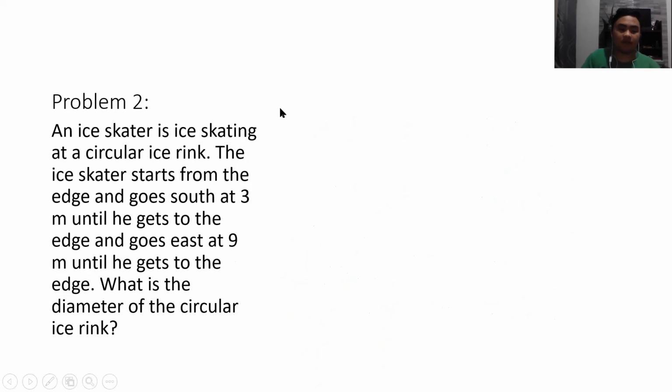For this next problem, I want you to pause the video and try to answer it. Go. I think you're done answering, so I'm going to answer it with you. The first thing that we need to do is to visualize and illustrate the problem. An ice skater is ice skating at a circular ice rink. The ice skater starts from the edge and goes south at 3 meters until he gets to the edge, and goes east at 9 meters until he gets to the edge. What is the diameter of the circular ice rink?